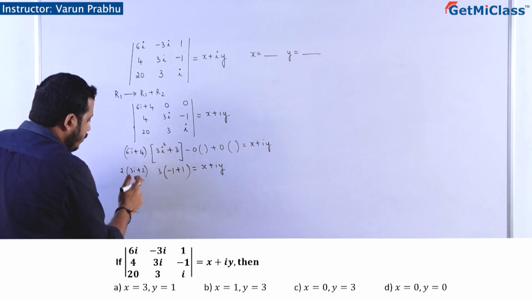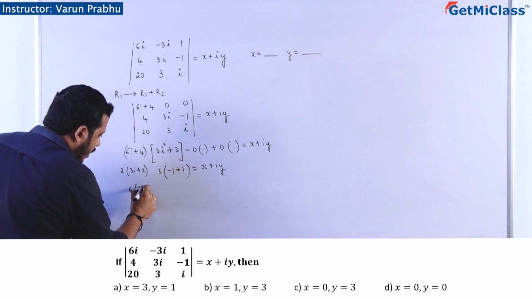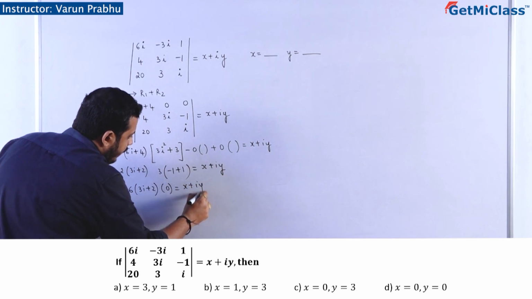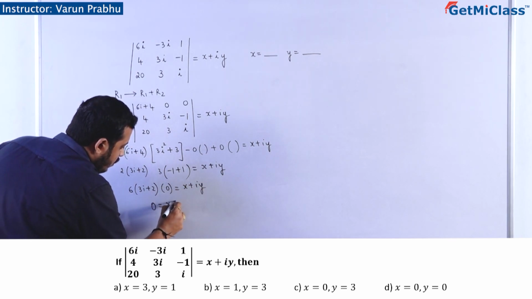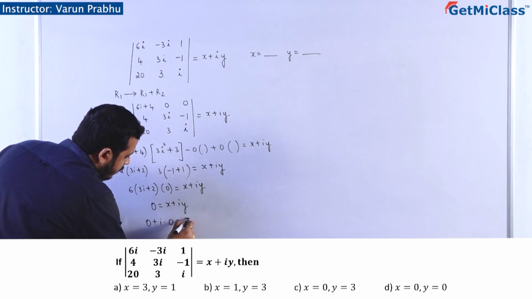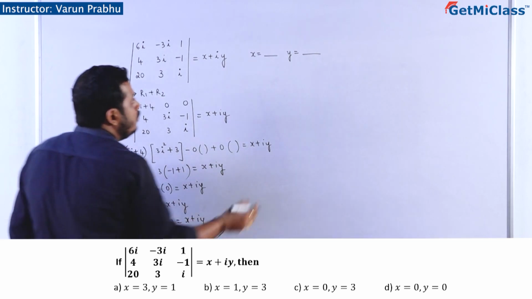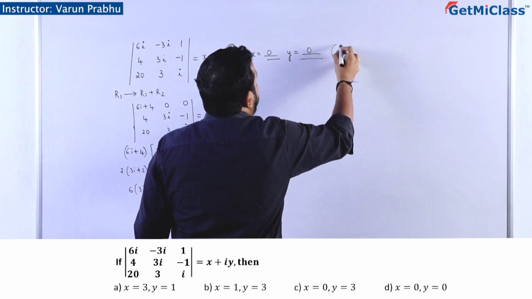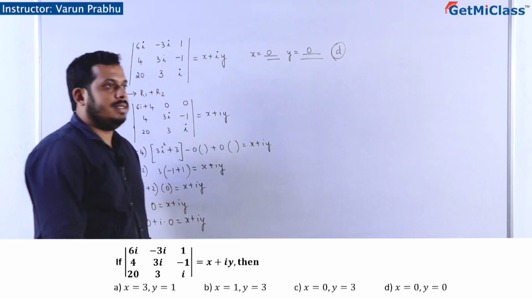So you see that minus 1, okay, 6 into 3i plus 2 into 0, that is equal to x plus iy, which means 0 is equal to x plus iy. So I can write this as 0 plus i into 0, that is equal to x plus iy. So your value for x is equal to 0, the value of y is equal to 0, which corresponds to the option number D is the answer to the question.